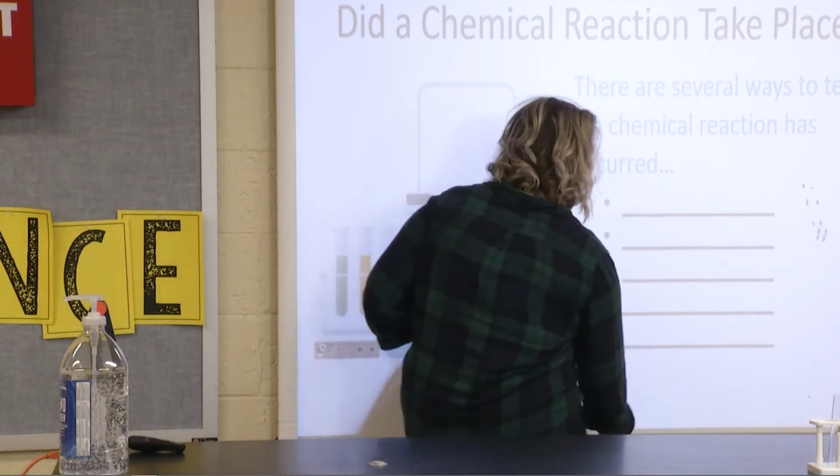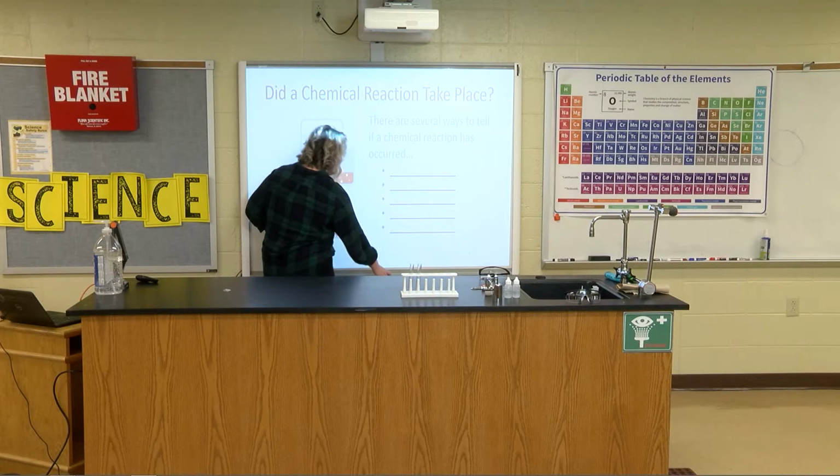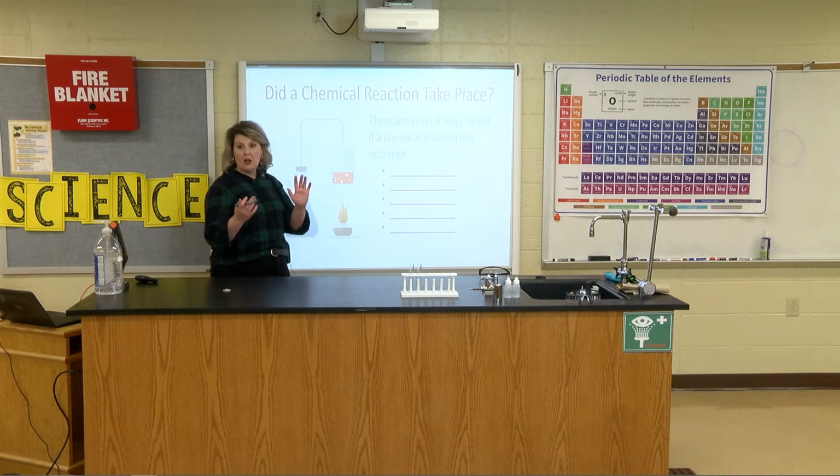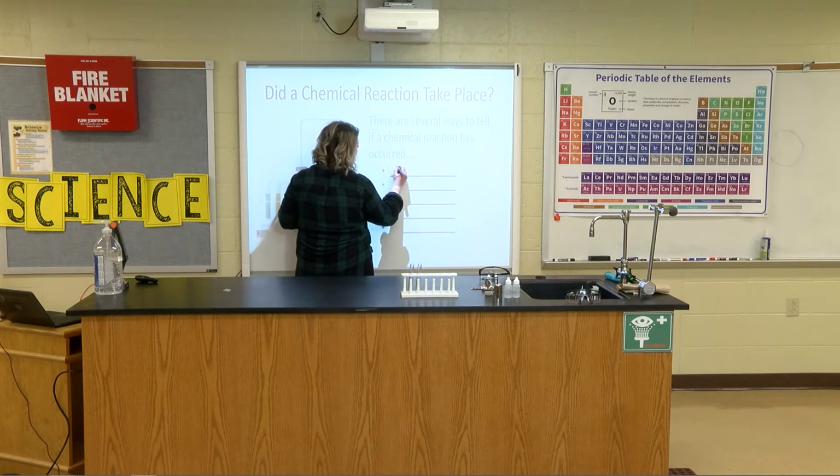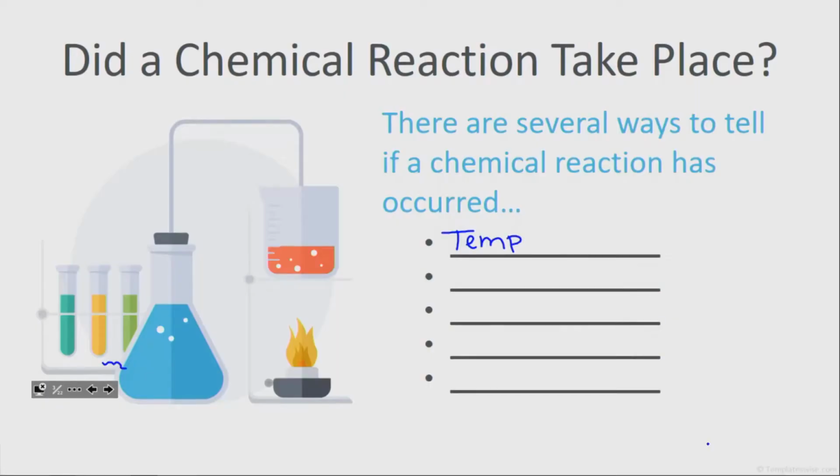So there's a couple ways that we can tell if a chemical reaction has occurred. The first way is if you have a change in temperature. If something gets hotter or something gets colder, that's some good evidence that you've had a chemical reaction occur. You can also have a change in color, which we're actually going to see in just a minute. We're going to take two colorless things, mix them together, and get something that's bright yellow. So when you have a color change, that's indication that you've had a chemical reaction.